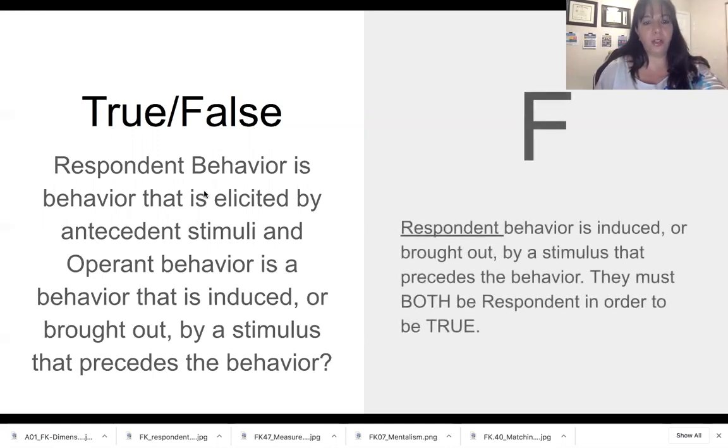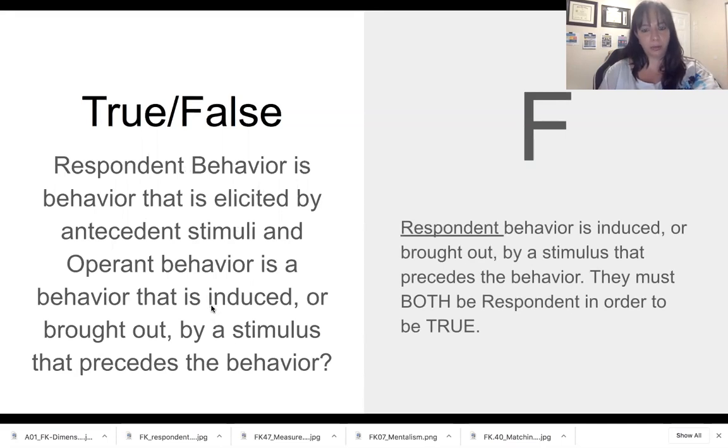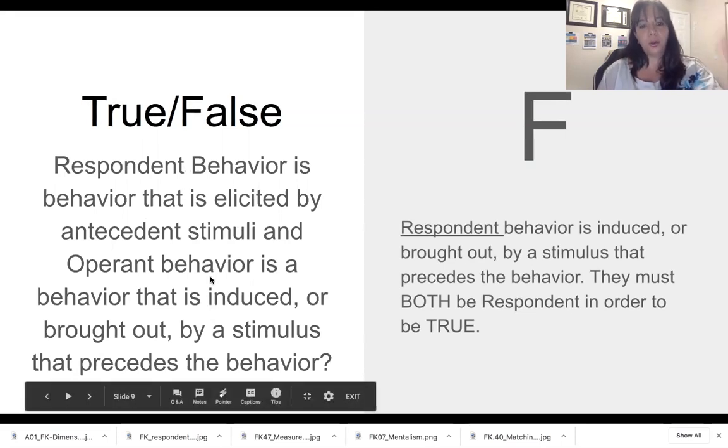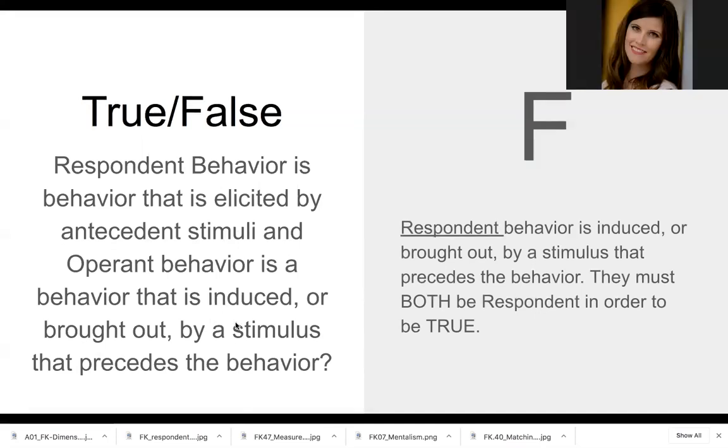And the reason it's false is because when you're answering a question, make sure you read the whole question. If you had read only this part, respondent behavior is behavior that is elicited by antecedent stimuli, you would have said, oh, true. And you wouldn't have read the bottom part of my question. So in order for the question to be true, all of it has to be. Both parts have to be correct.